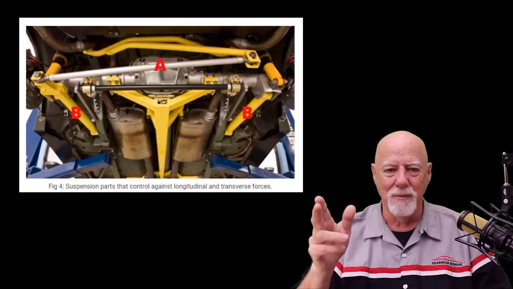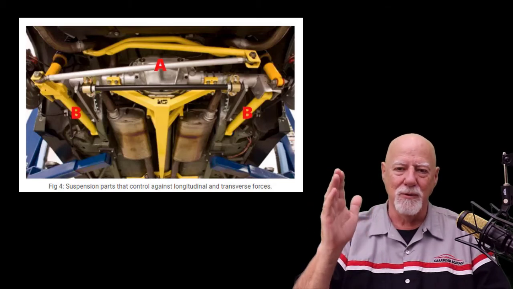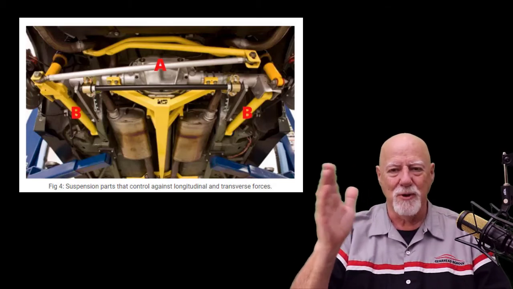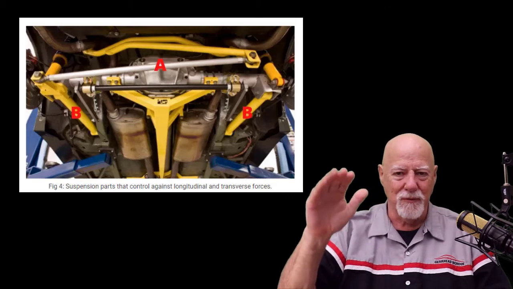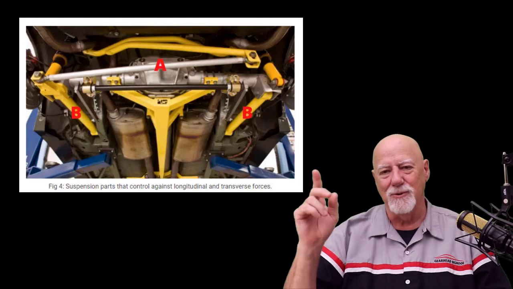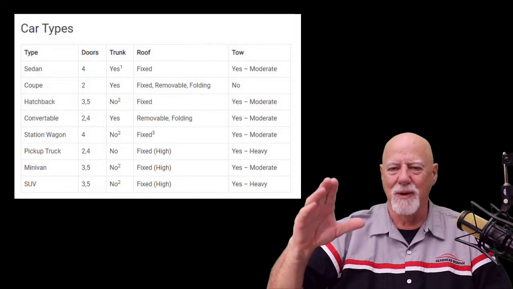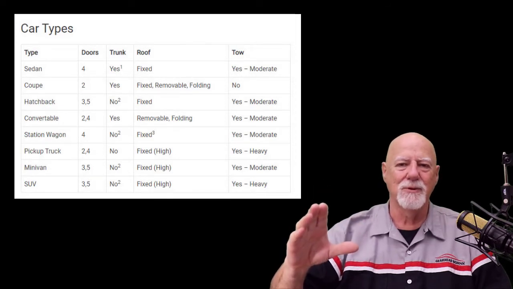So you should be able to, once you understand suspension systems, look under a car and quickly pick out what are the major longitudinal controls and transverse controls, and more importantly, know when to look at what when you hear certain noises in certain conditions. Then we look at car types. There's about 8 or 10 categories.